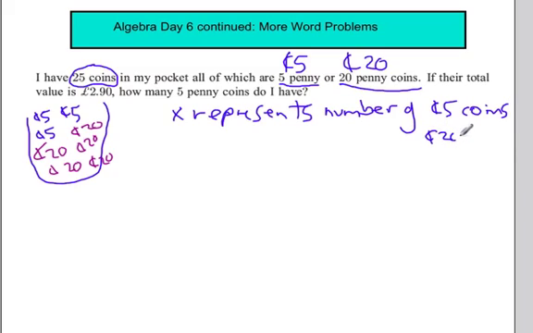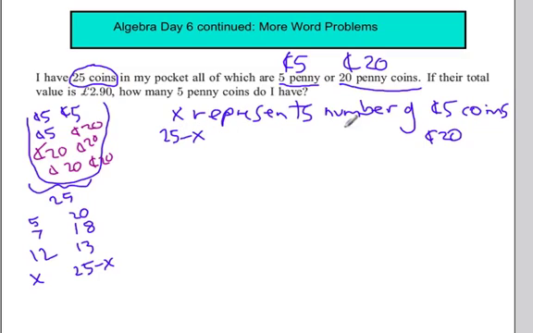Well, let's think about this. We've got in total 25 coins, right? So this is 25. If I have 5 of one type, then I have 20 of the other ones. If I have 7 of one type, I have 18 of the other ones. If I have 12 coins of the one type, then I'm going to have 13 of the other one. So if I have X, guess what the expression is? It's going to be 25 minus X of the other one, okay? So we're going to have 25 minus X represents the number of 20-cent coins.